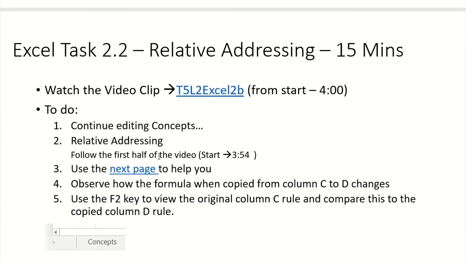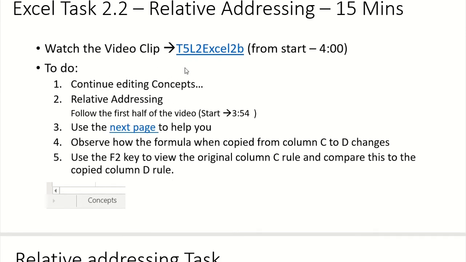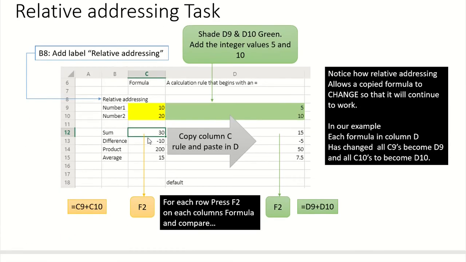The second part of this task then deals with what we mean by relative addressing, and it refers to a second video which you need to look at in chunks. So you can see here you need to watch the video from the beginning to about 4 minutes within it, and this explains what we mean by relative addressing. And effectively what we do is we take the formulas we've created in column C, we copy them over into column D, and we observe that the formulas have changed themselves so that they work for column D. And this is the default way that spreadsheets work, and this is known as relative addressing.